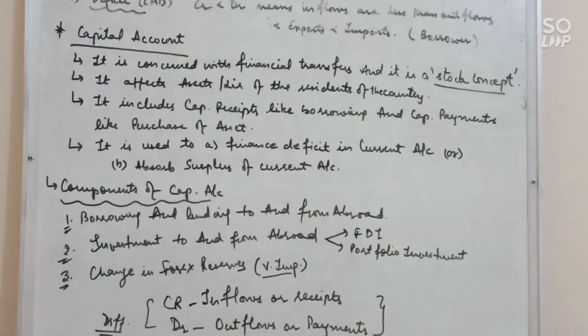In investment, there are two types: FDI and portfolio investment. First is FDI, foreign direct investment. It refers to the purchase of an asset such that it gives direct control to the person. For example, purchase of land, purchase of building, etc. And portfolio investment also refers to the purchase of an asset, but it does not give full control or right on the asset. For example, purchase of shares in a company.